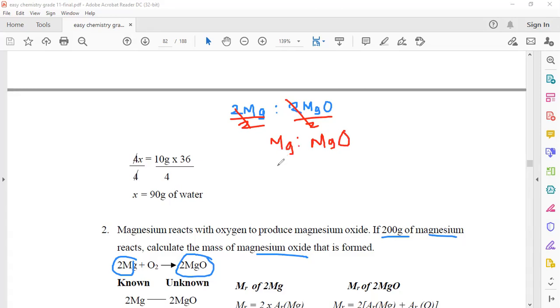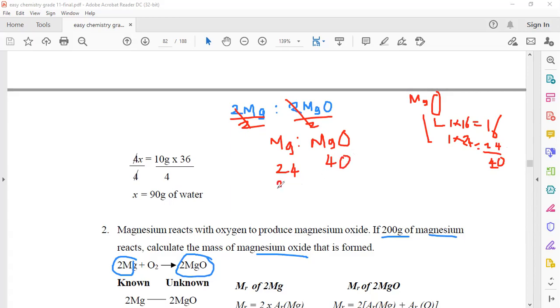So here you have 24 as the relative molecular mass of Mg. Then magnesium oxide, so that will be 1 times 16, giving you 16. Then 1 times 24, giving you 24. So when you add those together, they give you 40. So on the other side you have a 40.